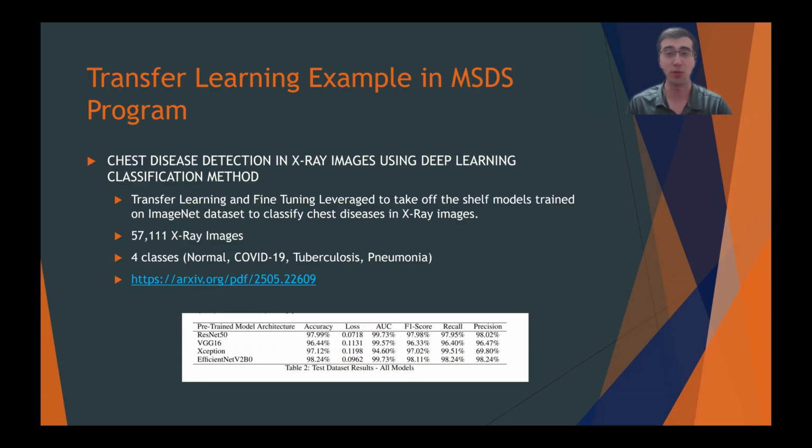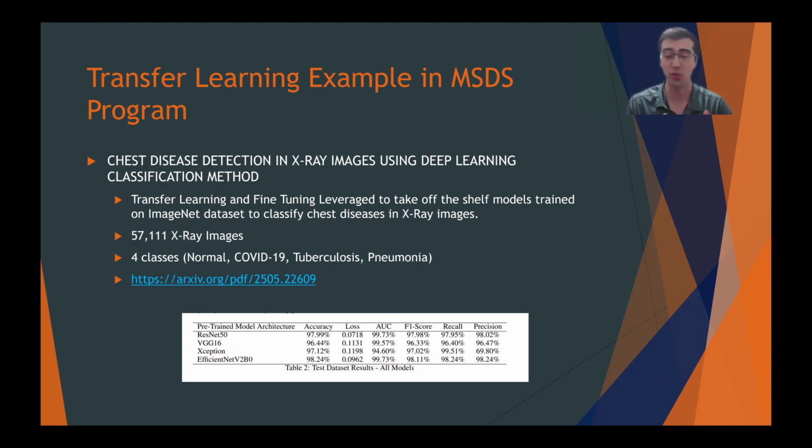One example of transfer learning that we actually used in the MSDS program, my colleagues and I last semester in a deep learning class, leveraged transfer learning in order to classify X-ray images and to find chest diseases specifically in those X-rays. So we were able to leverage transfer learning and fine tuning for a number of different pre-trained model architectures and applied that to our X-ray data set.